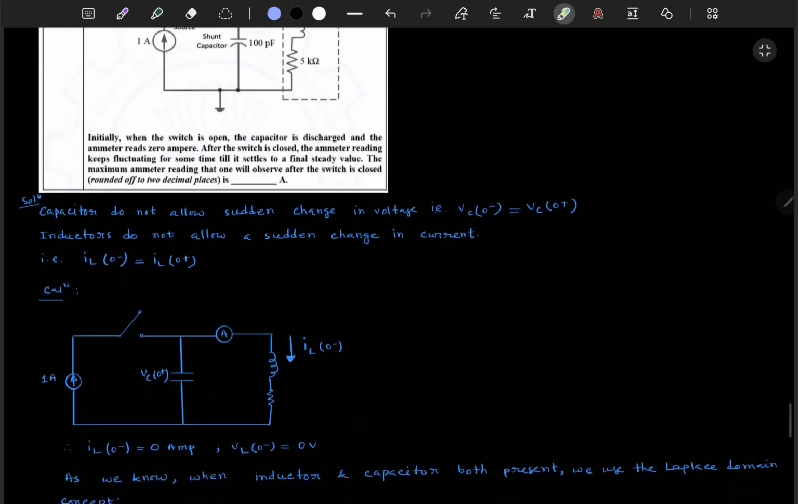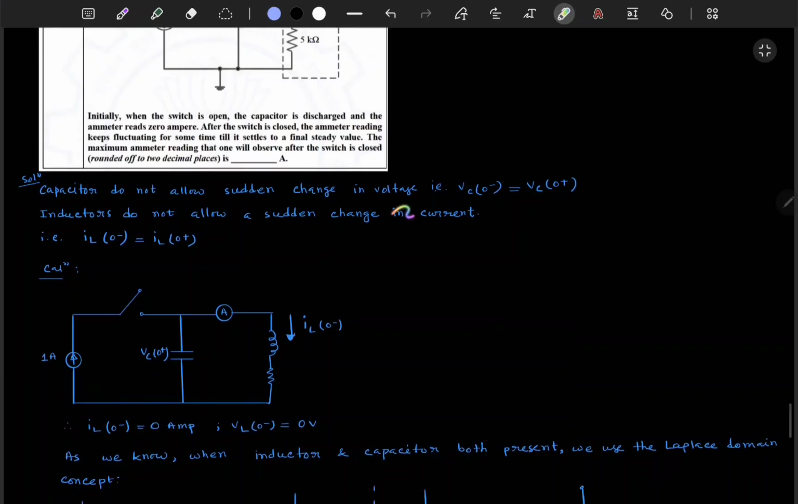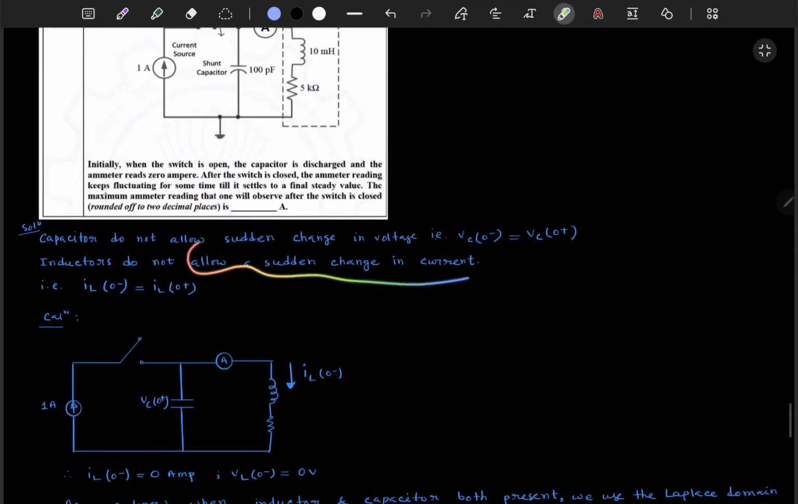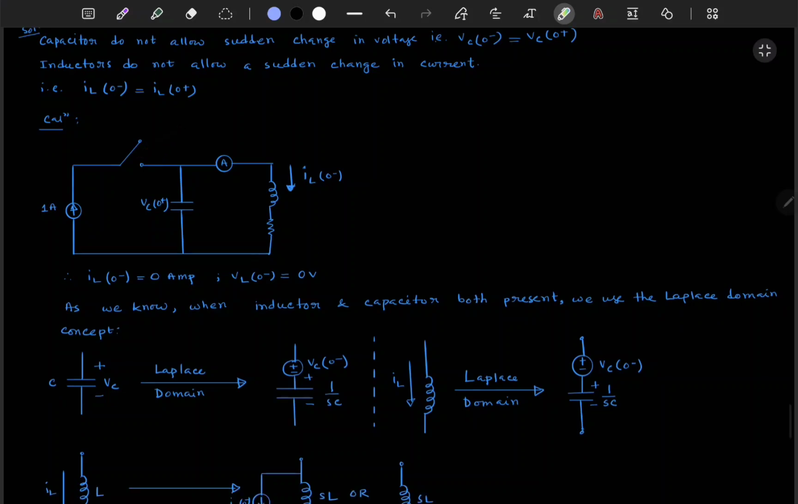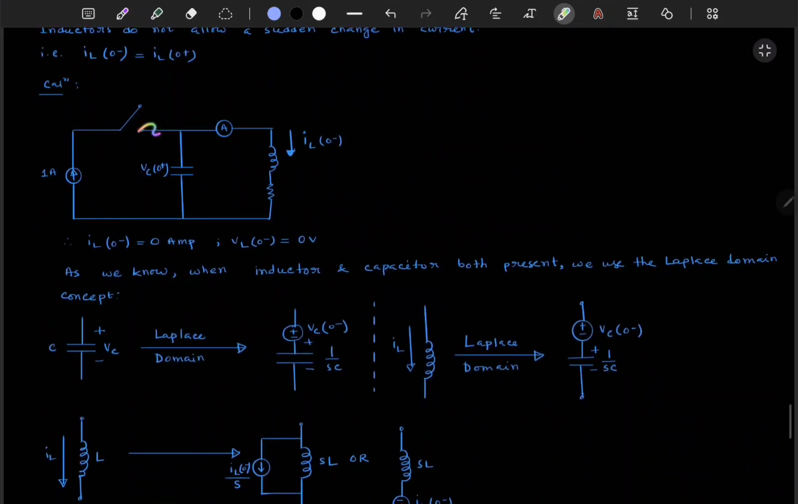Solution. Capacitor does not allow a sudden change in voltage, that is Vc(0-) equals Vc(0+). Inductor does not allow a sudden change in current, so IL(0-) equals IL(0+). Now when this switch is opened, the inductor current is 0, and so VL(0-) is also 0. No current flowing means the voltage drop is also 0.